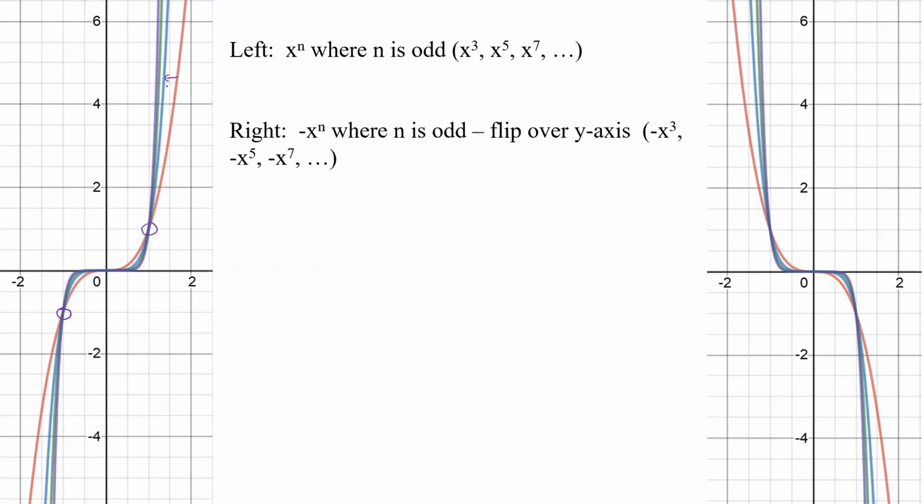And what happens when we have a negative instead of a positive x to the n? Well, we're just taking our original x to the, say, third, and we're going to flip it over the y-axis. And so it comes over here, and then it comes down, and then it does that. And so that's what we see on this right side over here. And this red one is going to be a negative x to the third, and then we go in, it's going to be a negative x to the fifth, negative x to the seventh, negative x to the ninth, and so on. And as you can see, again, it broadens out here, but now we've flipped over the y-axis. Remember, when we have odds, it's going to flip over here like this, and when we have evens, it's going to be flipping over like that.